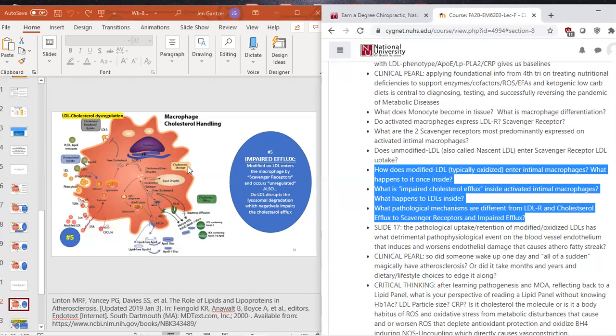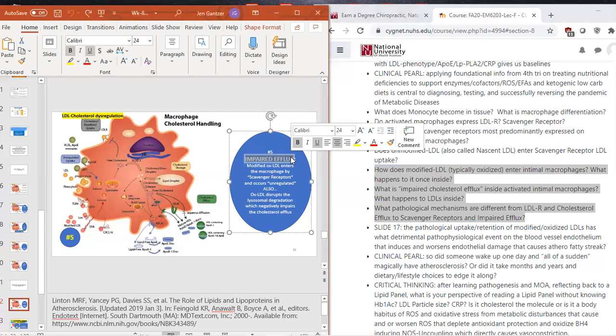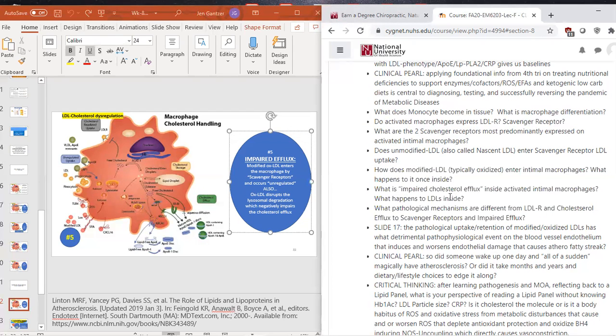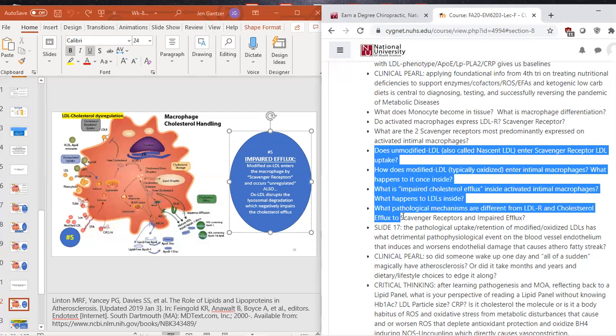Then what else happens? You don't have cholesterol efflux going on to HDL. It goes in, it can't get broken down, and it can't get out. And then you have no HDL taking it back, and that is impaired efflux. There is very little HDL reverse transport happening. So all of this is happening in the foam cells. So we answered all of that.